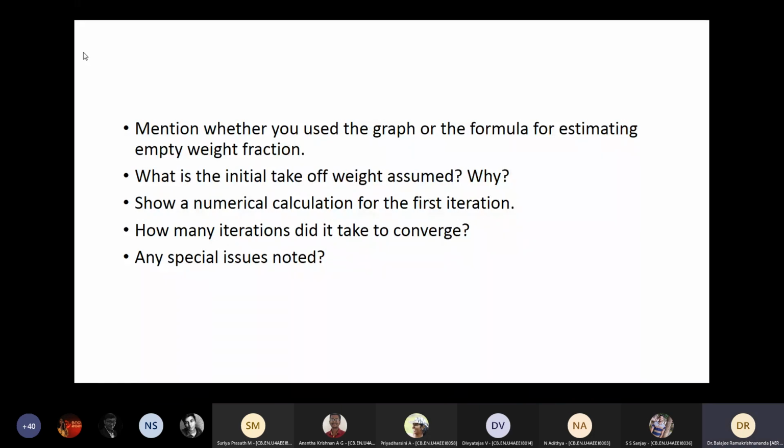Then mention how many iterations it took to converge. For some designs, if your guess value is very near to your weight, it may converge in less than 10 iterations. For some, it may take hundreds of iterations. So it depends on your design and where you start, whether your starting value is near to your assumed value or it's very far away. And if you have any issues, mention, sir, it did not converge, it is diverging. What's happening? Something wrong. If I change something, will it converge? If you have issues, you note the issues and let me know. Okay.